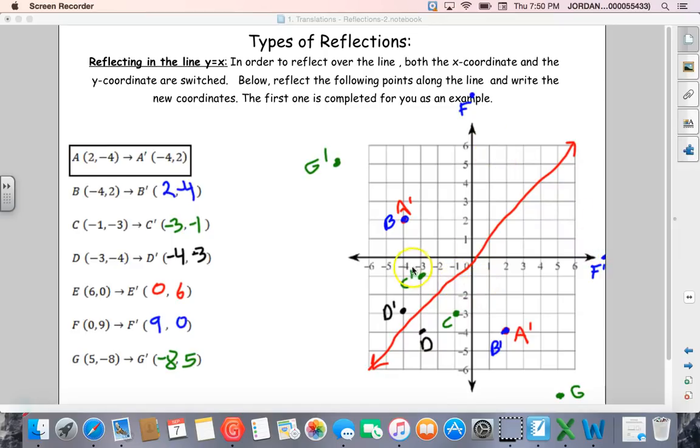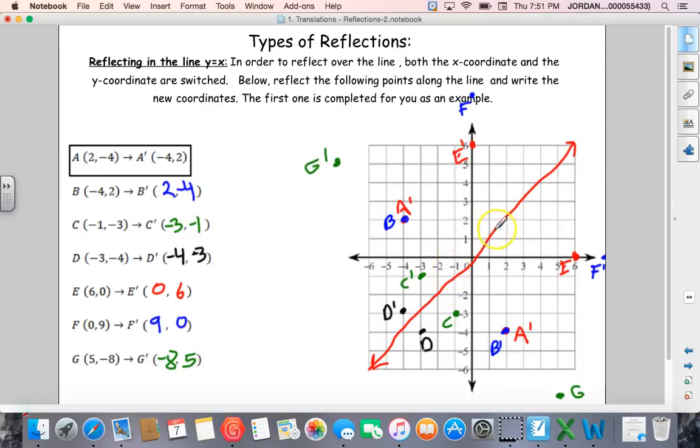I think I left E off, so let me do that one real quick. If it was 6, 0, and then 0, 6, that would be those two. So this one would be our E, and this one's E prime. I forgot that one. You can see those are reflected, and the F's and the G's, they're all reflected across that line y equals x.